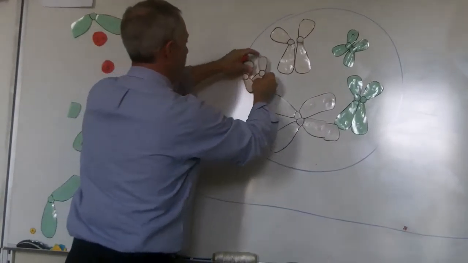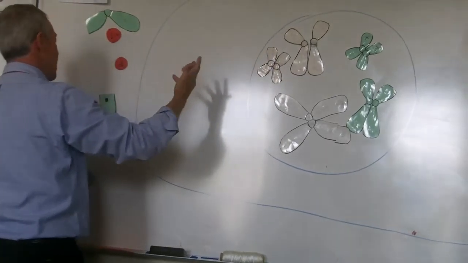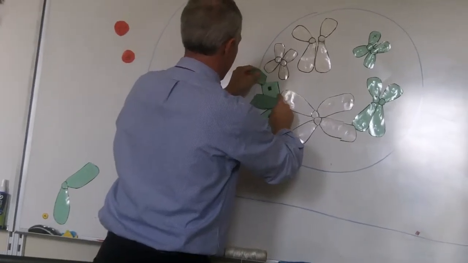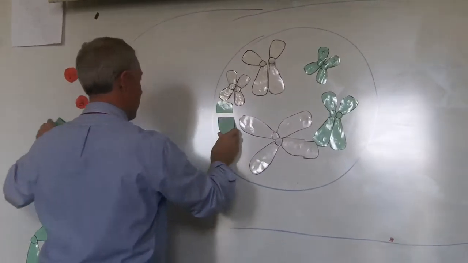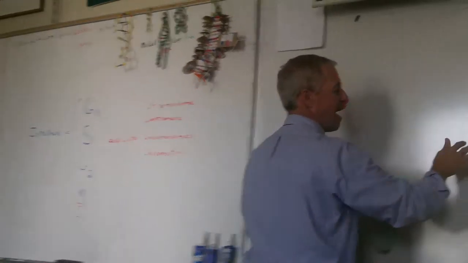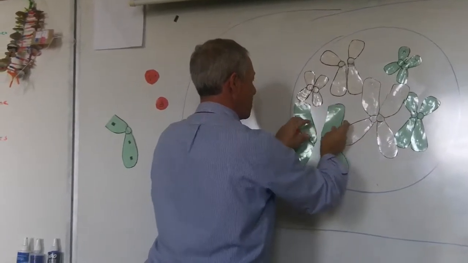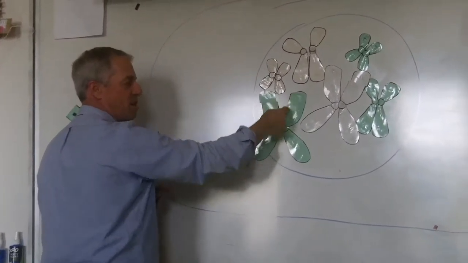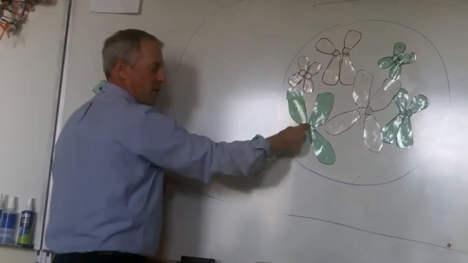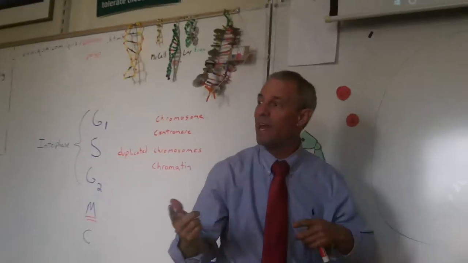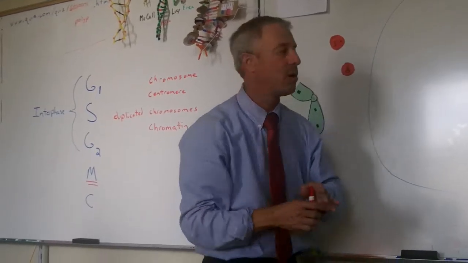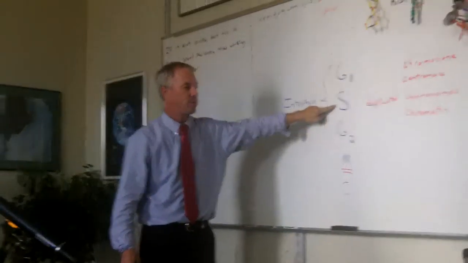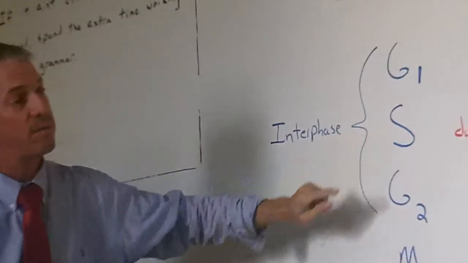So, how many chromosomes does a human cell have? 46. And this cell, I don't have room for 46 magnets up here, so I only have 6. 1, 2, 3, 4, 5, 6. And why are there two pieces? Why not just have one piece? Because they're double. One's the original, one's the copy. When did we copy them? Synthesis. During S phase, that's when we copy them. Synthesis is correct.